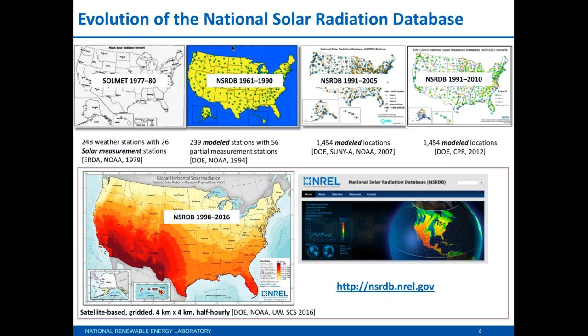Then since 98, good quality geostationary satellite information started coming in. Once that came in, it opened up a new world, and we've moved since then to the current version of the NSRDB, which is fully satellite-based and covers the period from 98 to 2016, soon to be 2017. The 2017 data will be released sometime this month. And of course, the data is available from the NSRDB website.